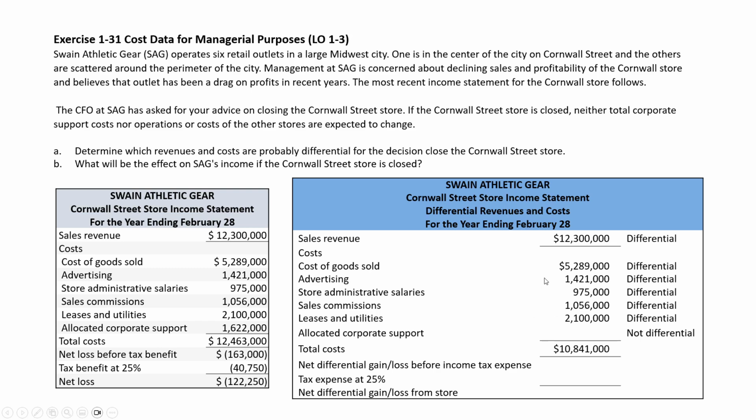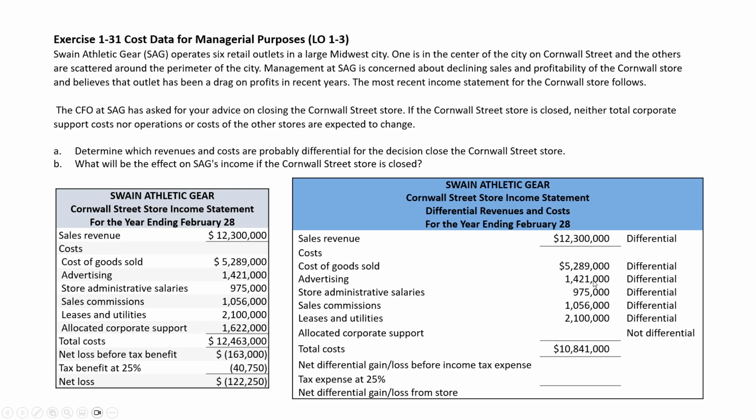Now, we had a trend of listing everything differential or everything relevant, and then we stopped at allocated corporate support. It was $1,622,000. We've shown none of that as differential. Allocated. It's a common fixed cost. Basically, we're taking the cost of the corporate office or corporate support, things like the CEO and things like that, and we're just haphazardly allocating it to the different stores. Guess what? You close this one store, those costs aren't going to change in total. They're just going to get reallocated to the other stores. So it's not going to change. It's not differential. It's not relevant.